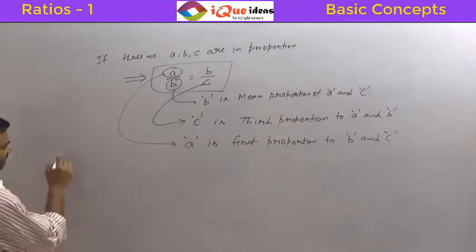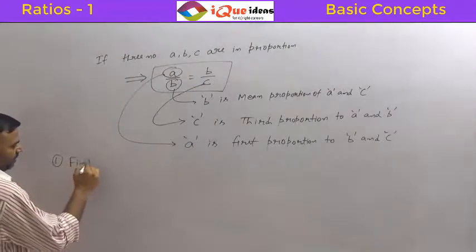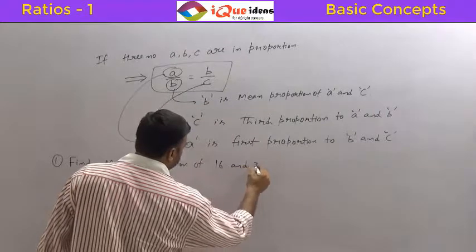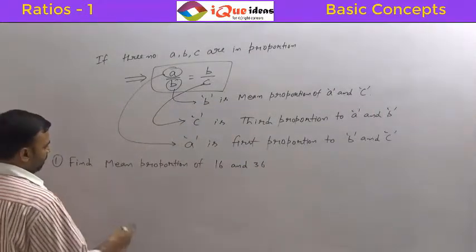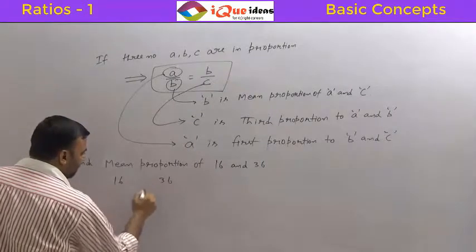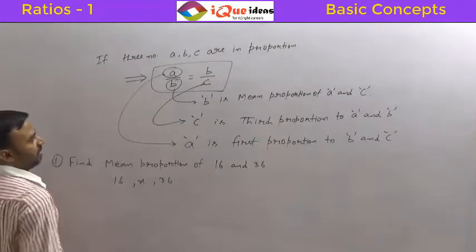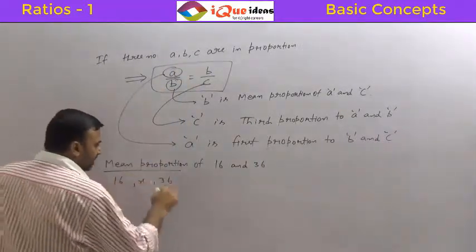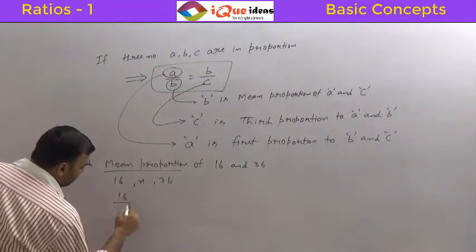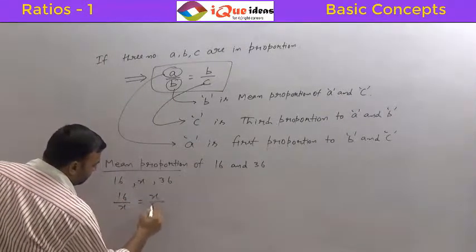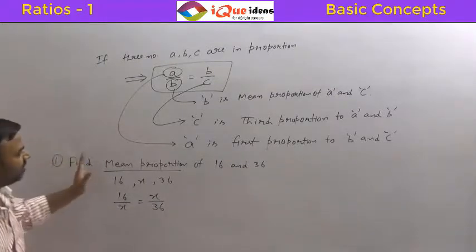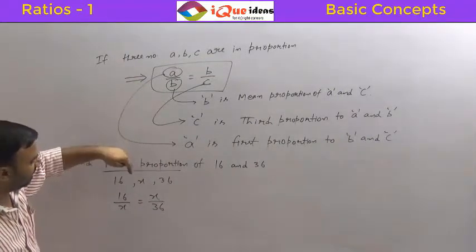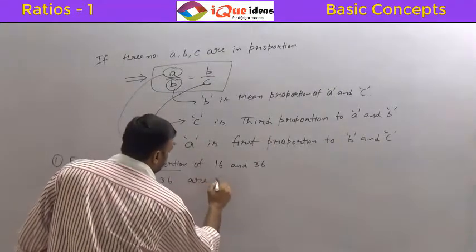Now, how can the questions be asked? I'll write one question here. Find mean proportion of 16 and 36. Very simple. Right? So, what will you do? You write 16 first, you write 36 in the end, and you write x in between, assuming x is the mean proportion. Remember, mean proportion is the number in between. So, we have to say that 16, x and 36 are in proportion. Once we get this, we can write this relation 16 upon x is equal to x upon 36. Understand once more. When I say find mean proportion of 16 and 36, we write 16 and 36 at the ends, we insert number x in between, and we say that they are in proportion.